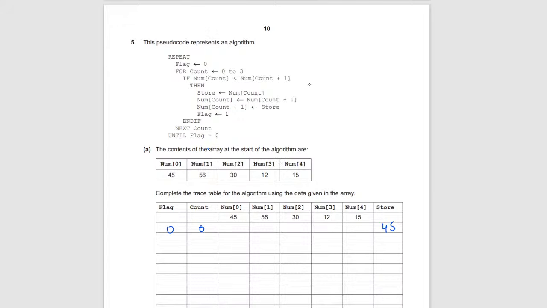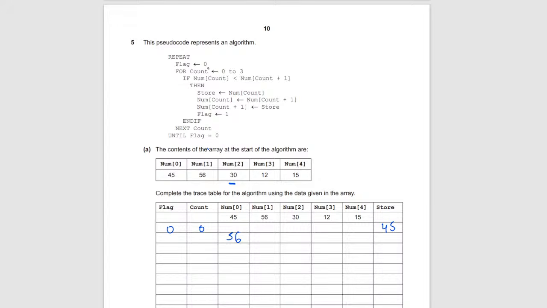The next one then, num count plus 1. So the count will now become another one. So what happens to the store? Num count will now become num count plus 1. So this will now become this, and flag becomes 1. Nothing happens to this. The store is just simply 45 for this. Hopefully you understood till there. We move on to the next one, which is 56.